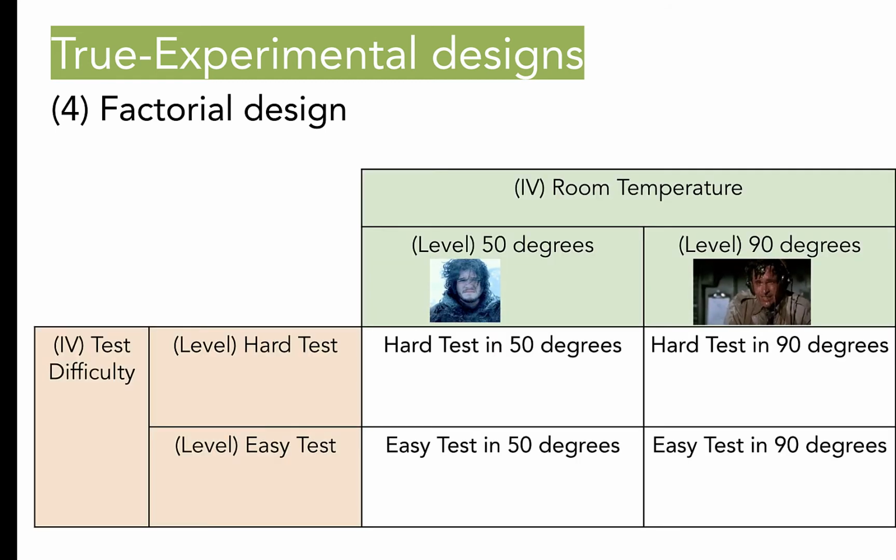You can create a hard test in 50 degrees, so a hard test in cold rooms, a hard test in 90 degrees, so a hard test in hot rooms, an easy test in 50 degrees, and an easy test in 90 degrees. Since both room temperature and test difficulty, the two separate independent variables, are each measured on two levels, you end up with four potential conditions that participants could be assigned to.